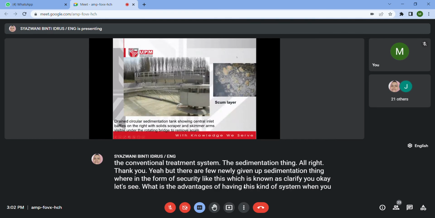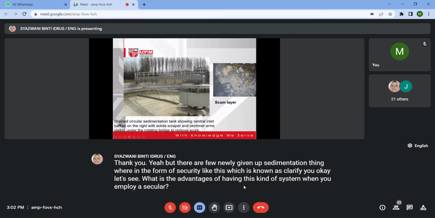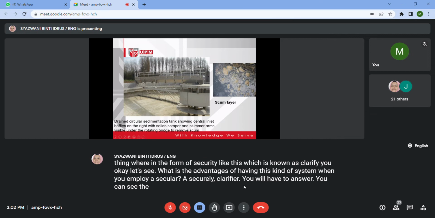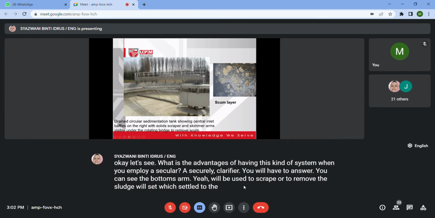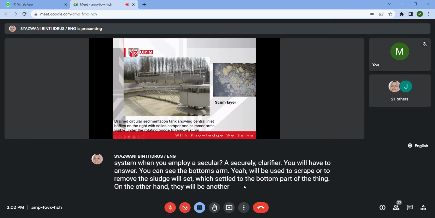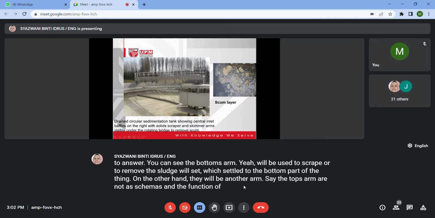When you employ a circular clarifier, you will have two arms. You can see the bottom arm will be used to scrape or remove the sludge which settles to the bottom part of the tank. On the other hand, there is another arm, the top arm, known as the skimmer. The function of the skimmer is to remove the scum layer.